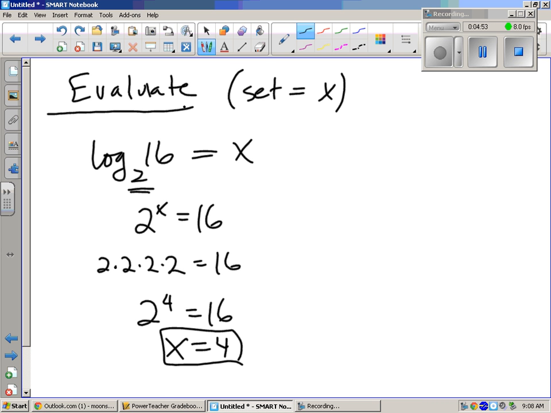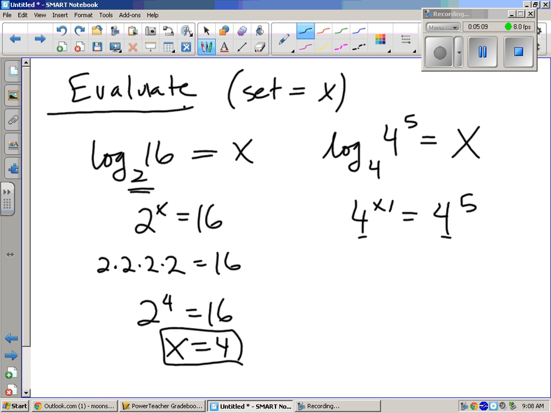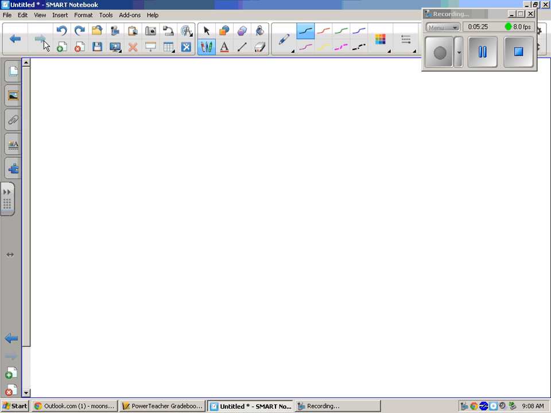Let's try another one. How about log base 4 of 4 to the fifth? Okay, we have to evaluate that. So I'm going to set it equal to x. So 4 to the x equals 4 to the fifth. Well, because these are both 4s, that means these must be equal. So I don't really have any figuring out to do. They're in the same position. x and 5 are the same spot. So x equals 5.